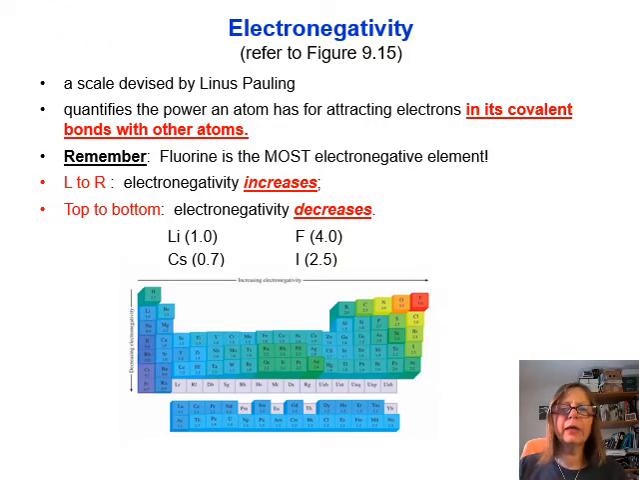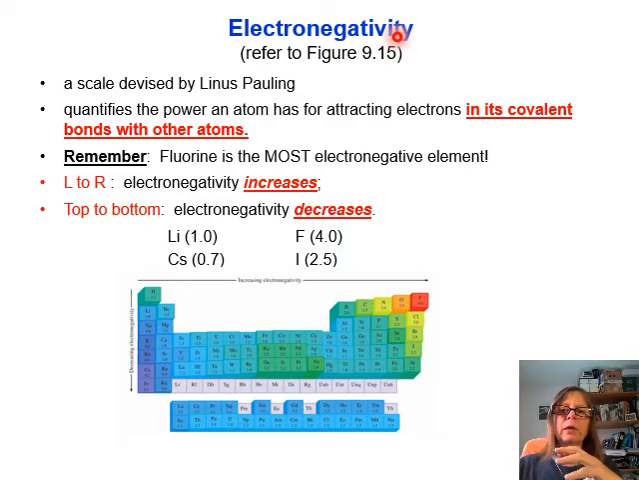So one last periodic trend, electronegativity. It is defined by the Linus Pauling scale. It tells us which way the electrons are lying in a covalent bond. In other words, it tells us the ability of an element to pull the electrons in the covalent bond towards itself. Think of a covalent bond as an orbital shared between two elements.